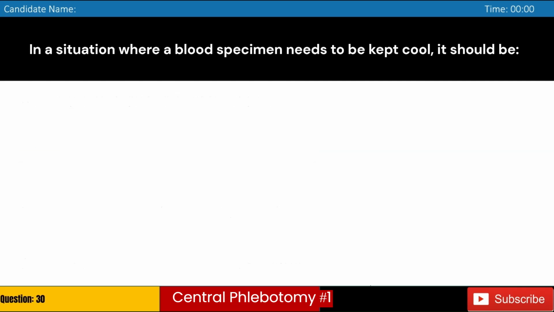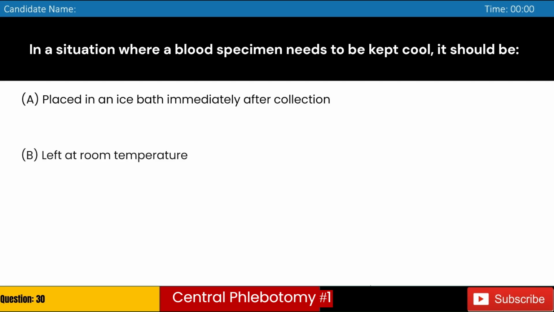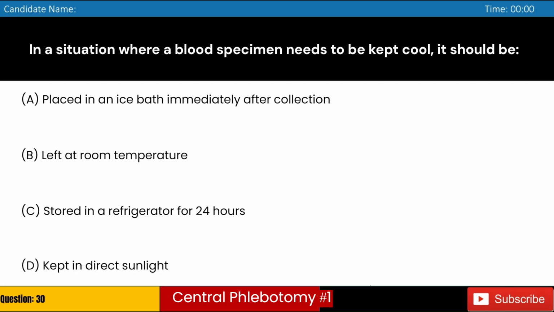In a situation where a blood specimen needs to be kept cool, it should be: A. Placed in an ice bath immediately after collection. B. Left at room temperature. C. Stored in a refrigerator for 24 hours. D. Kept in direct sunlight. Answer A. Specimens that need to be kept cool should be placed in an ice bath immediately after collection to preserve their integrity.